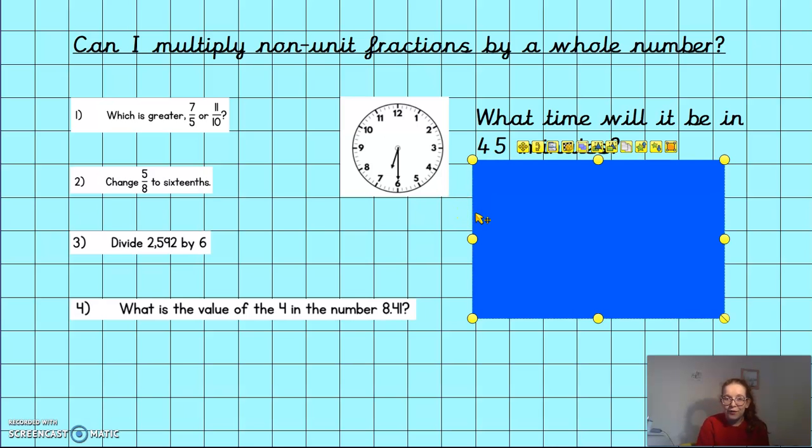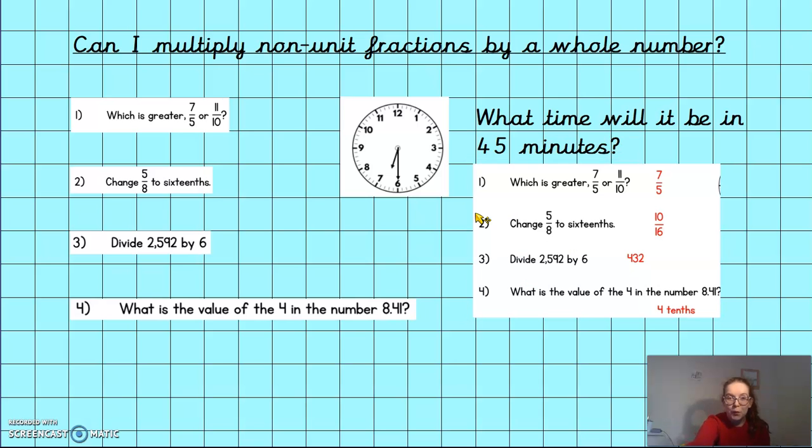Okay, I'm going to reveal the answers to this morning's questions in 3, 2, 1. Okay, so which is greater, 7/5 or 11/10? It's 7/5. Can you change 5/8 to sixteenths? It's 10/16. The value of the 4 in 0.432 is 4/10 because it's after our decimal point. Now, if you weren't aware of that one, don't worry at all because our next unit after fractions is decimals, so we'll be having lots of fun there.